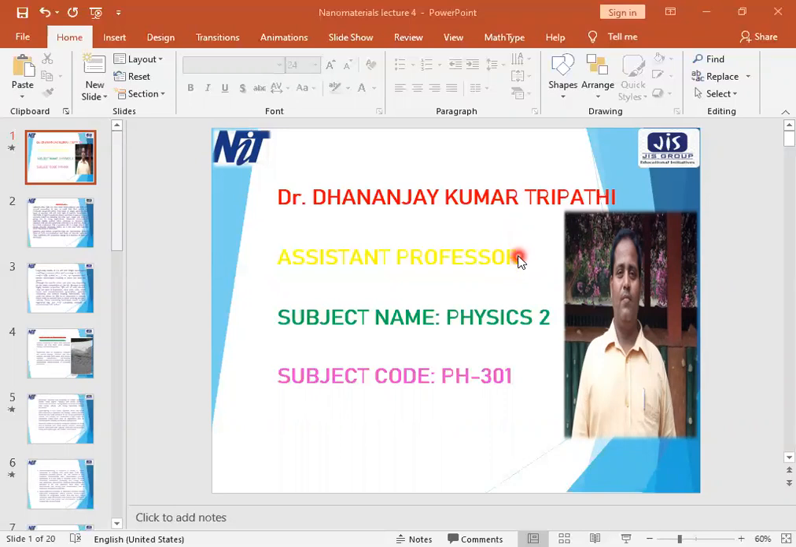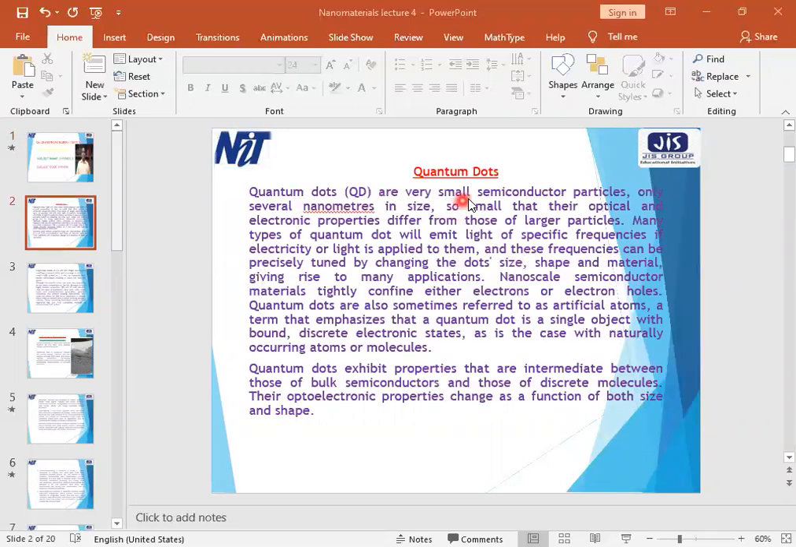So today we will discuss quantum dots, and then we will go to the applications of nanomaterials, because the application of nanomaterials is so overwhelming that we will have to devote a complete lecture to it.